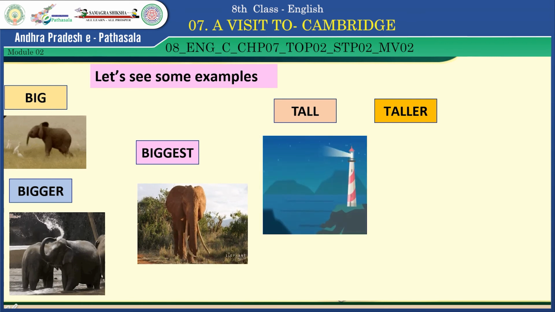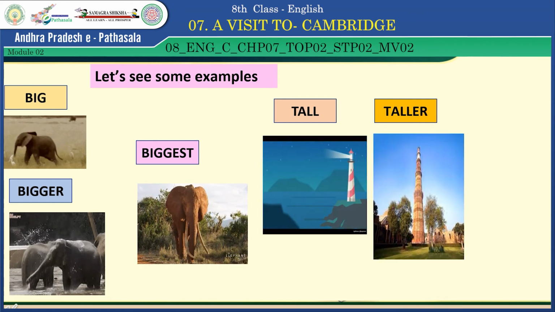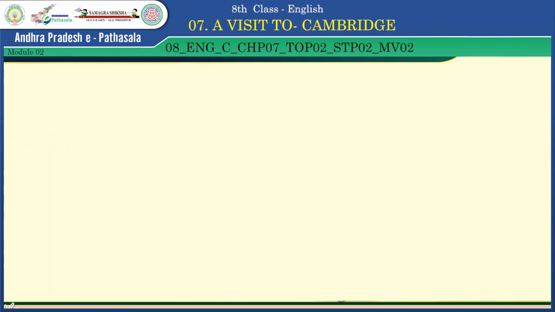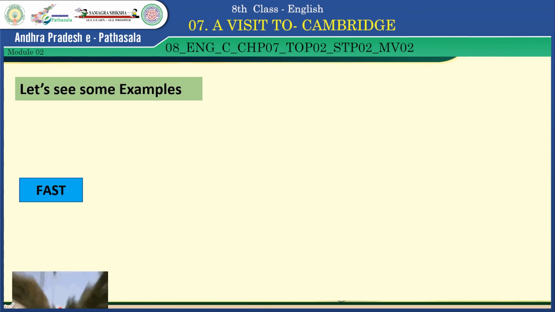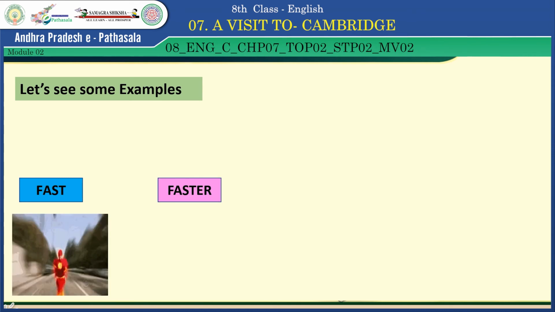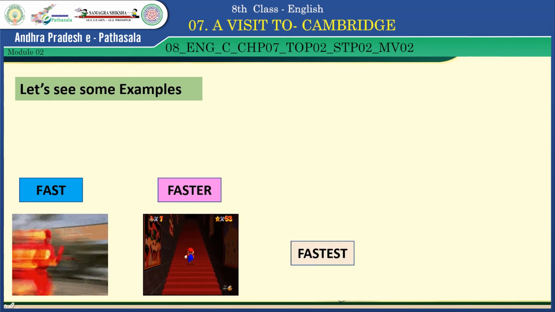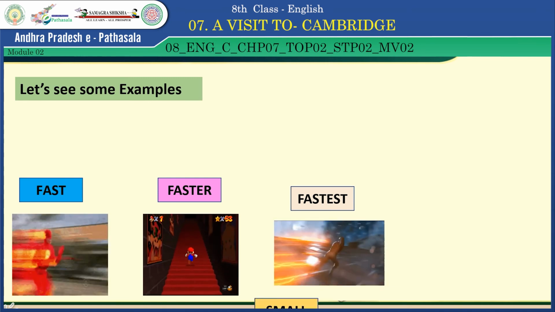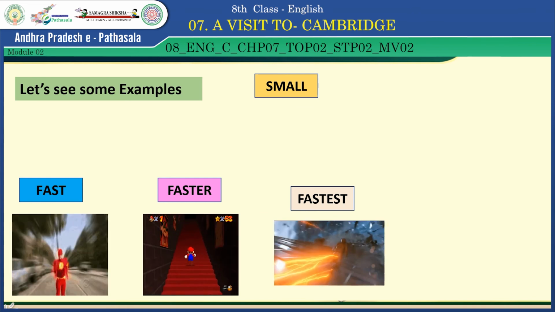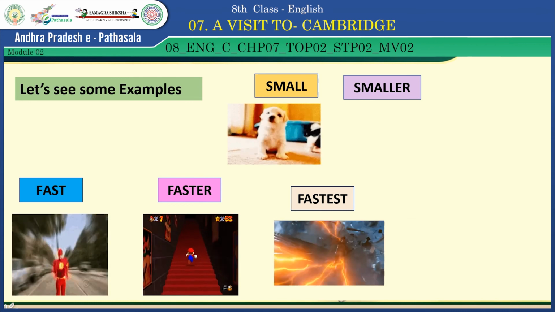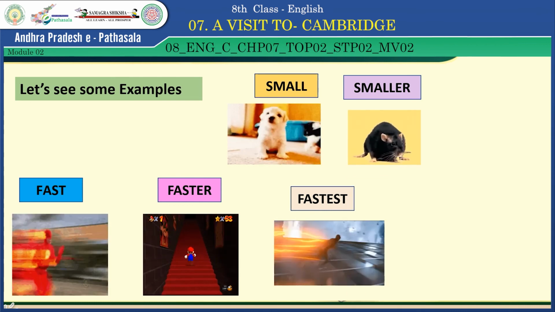Now, let's see some more examples. Another adjective is fast. You can see here fast, faster, fastest. Small, smaller, smallest. Now, we'll see these 3 differences under 3 forms, that is positive, comparative and superlative forms.